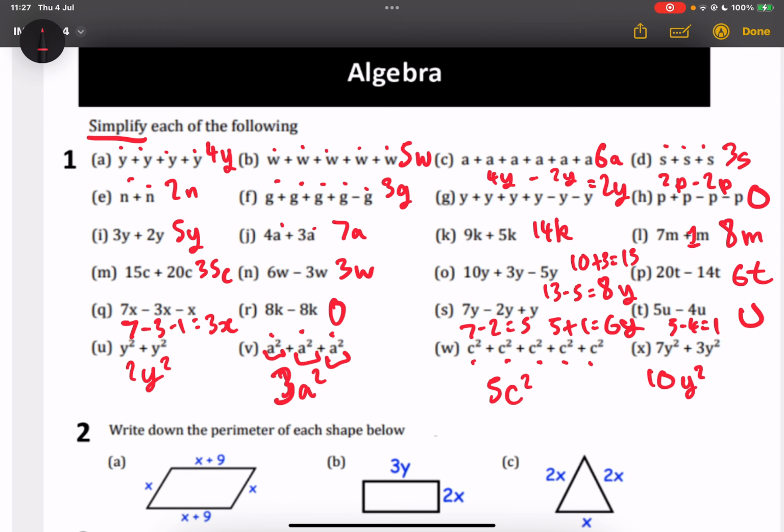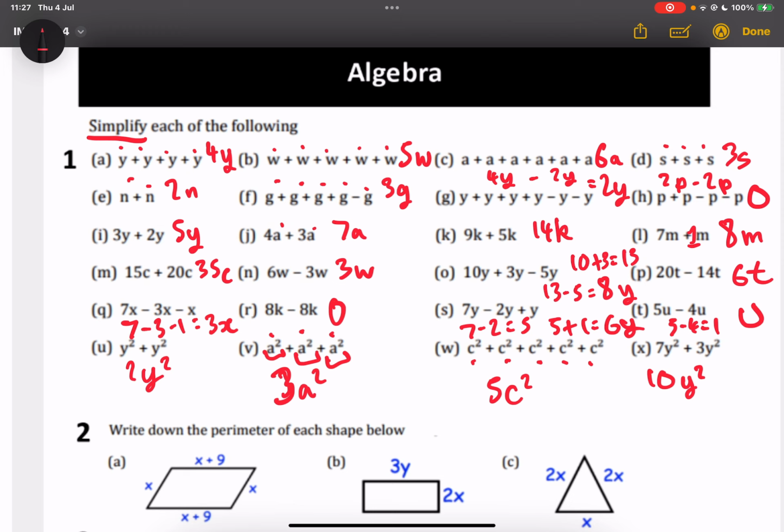I: x over 4 is 7, so x is equal to 4 times 7, which is 28. J: 5 times y is 30, so y is equal to 30 divided by 5, which is 6, so y is 6.